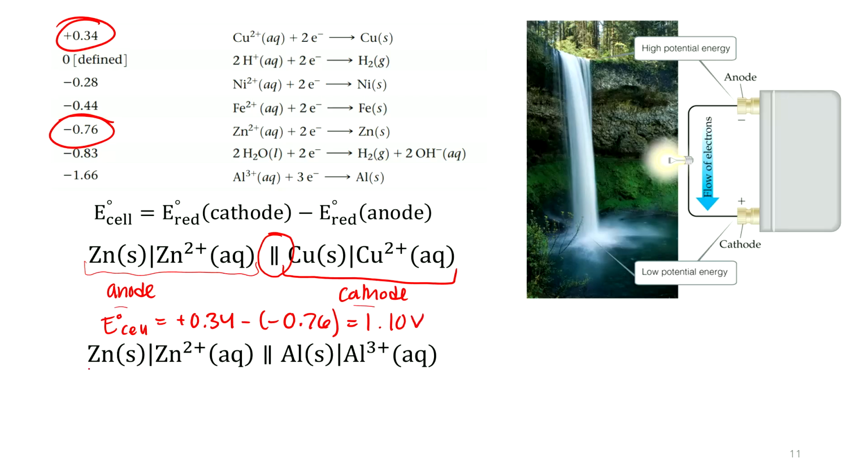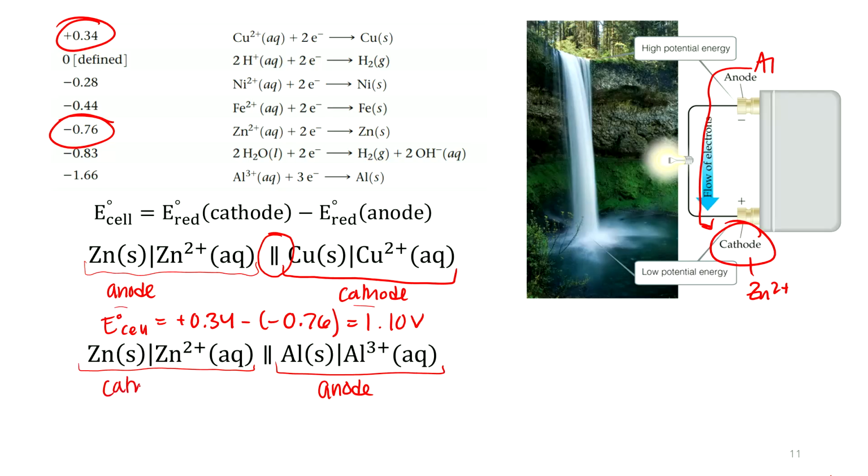Now, if I were to put a zinc half cell with an aluminum half cell, aluminum really likes to give away its electrons. It has an even more negative standard reduction potential. So when partnered with aluminum, zinc actually takes those electrons. Zinc 2+ is down here now and aluminum is up here. It's going to give those electrons to zinc. So now aluminum is my anode, zinc is my cathode.